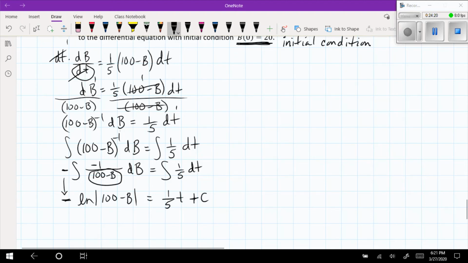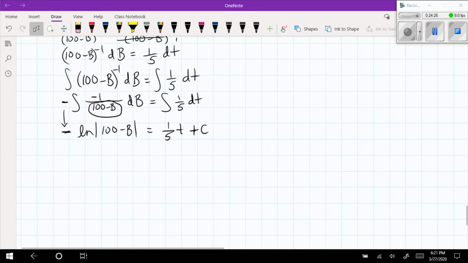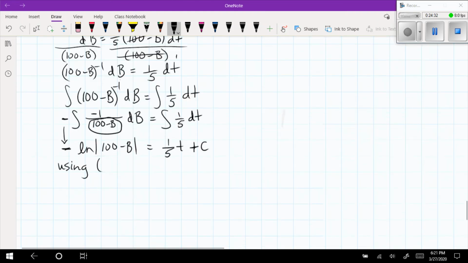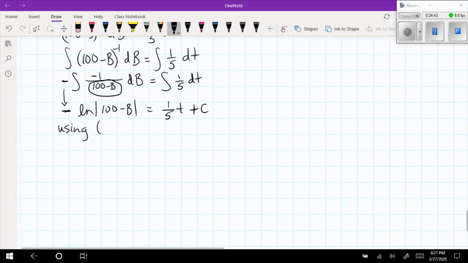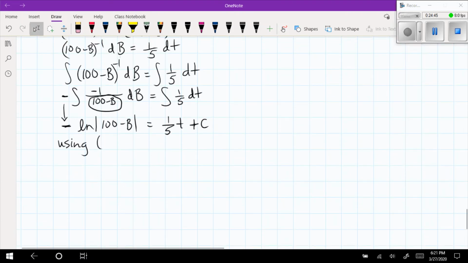Alrighty, so let's see. I think I will, just from right here, I'll say using, and what was that initial point again? Was it 0, 20? 0, 20. Notice how I say that? 0 is my input, 20 is my output. So 0 is my t, and 20 is my b.